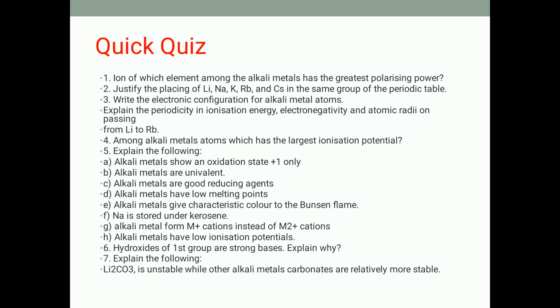Student, there is a small quiz. After completing your lecture, you should be able to answer these questions which are given here in this slide.